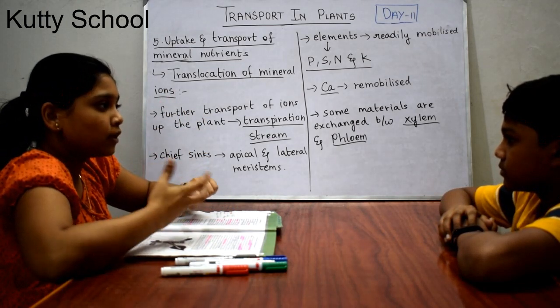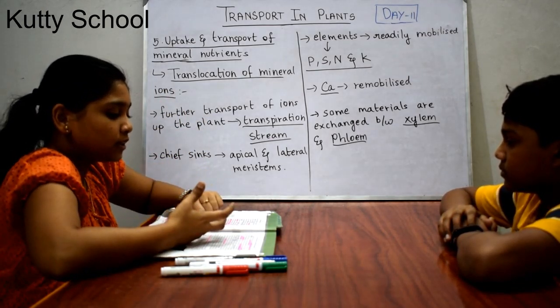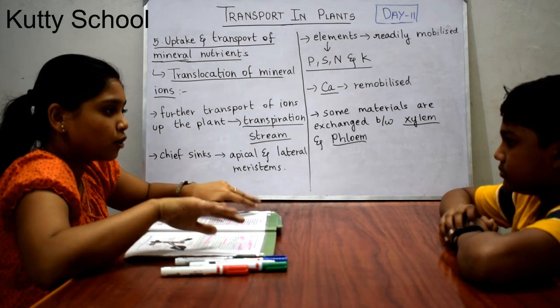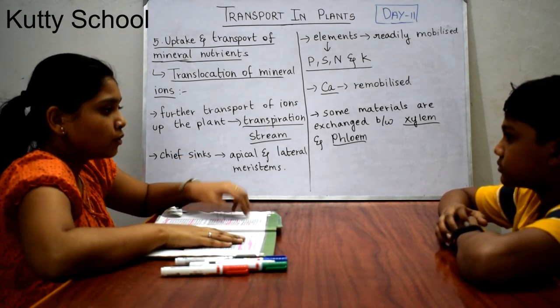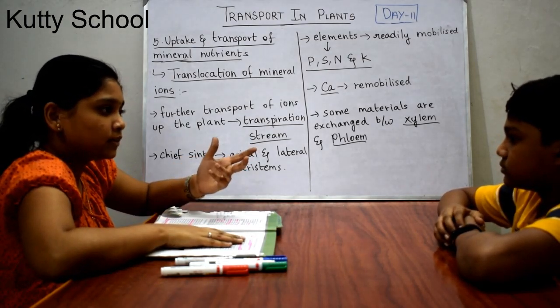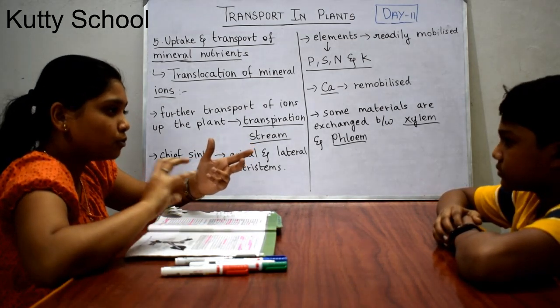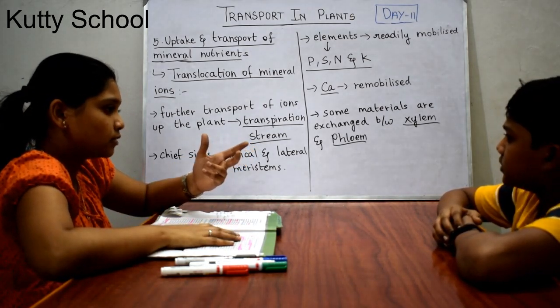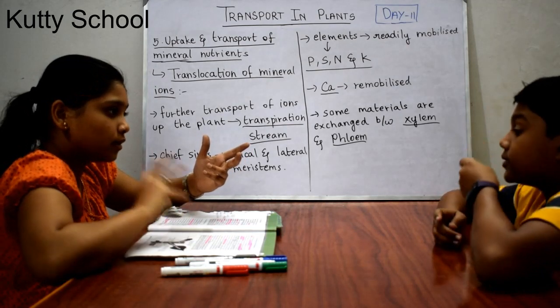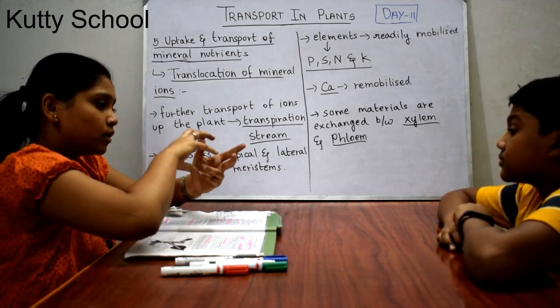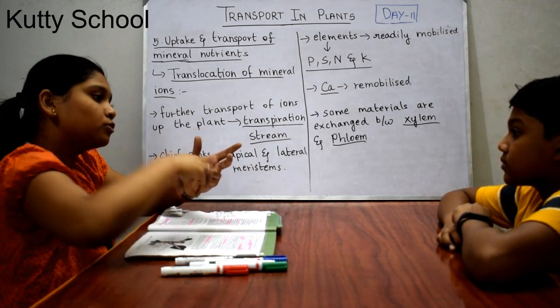In the autumn season and spring season, many leaves fall from the plant. The leaves do not have many minerals, only a few. Where will those minerals go? The minerals are readily mobilized from the older parts to the newer parts.